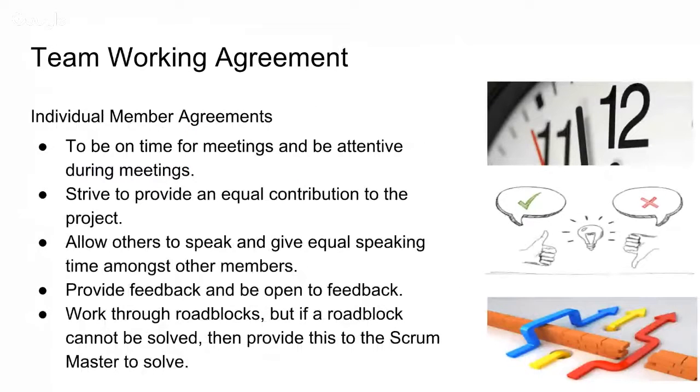Each member of the team has agreed upon a set of values and standards. These include being on time and attentive during meetings, striving to provide an equal contribution to the project, allowing others to speak and giving equal speaking time to the others, providing feedback and being open to feedback, and working through roadblocks. But if a roadblock cannot be solved, then provide this to the Scrum Master.